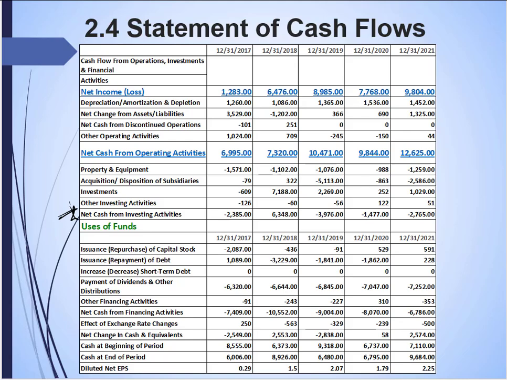Negative here, negative here, negative here. So in general, it shows that they're trying to increase their asset base by investing in purchasing more assets.